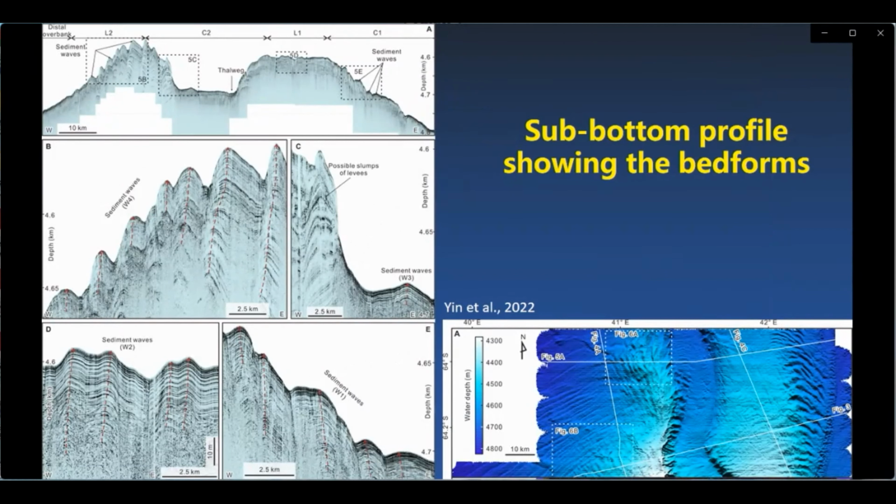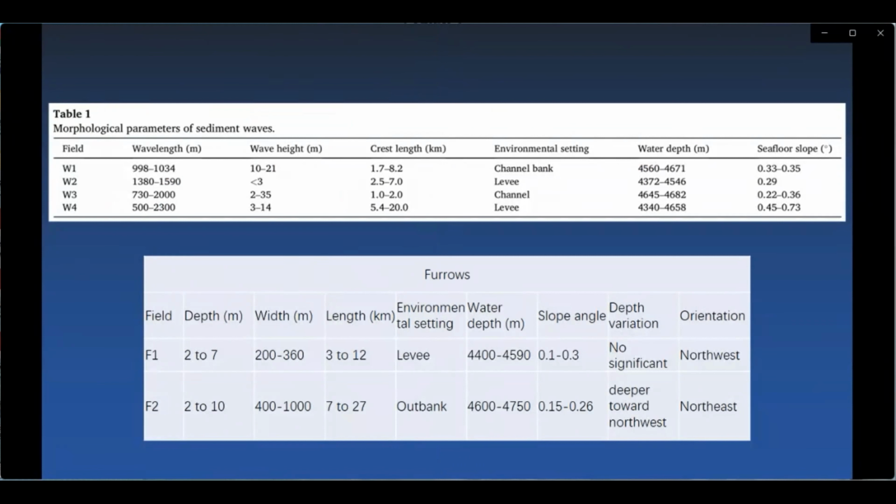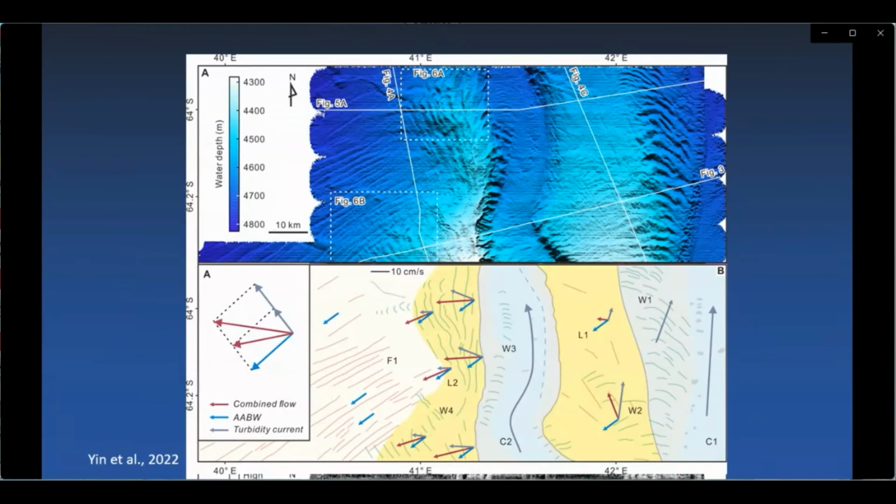We are lucky that there is a sub-bottom profile across the channel system that could provide us a higher-resolution structure of the bed forms, for example, the migrating sediment waves. Here are some morphological parameters of the sediment waves and furrows.